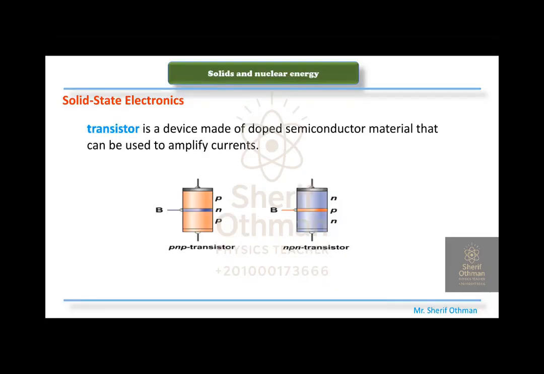The second type is transistors or triodes. In a triode we have two types, PNP or NPN. The transistor is used in amplifying the electric current. So it's a device made of doped semiconductor materials that can be used to amplify the electric current, and all of this is the only required description for this part of the transistor.